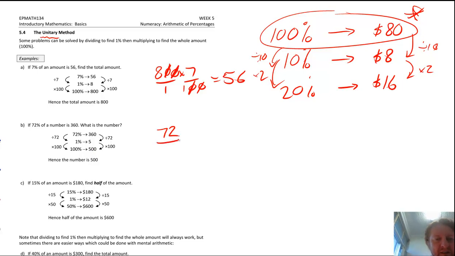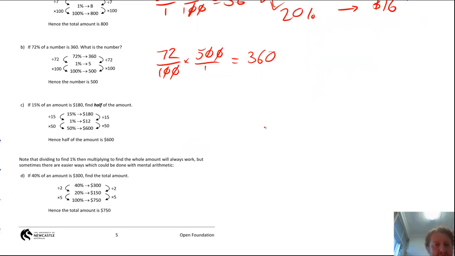Again, let's check that 72% times the number which we believe to be 500 is 360. Well, again, I've lost 2 zeros already. The bottom just says 1 by 1, and 72 times 5 is 360. Yeah, all good.